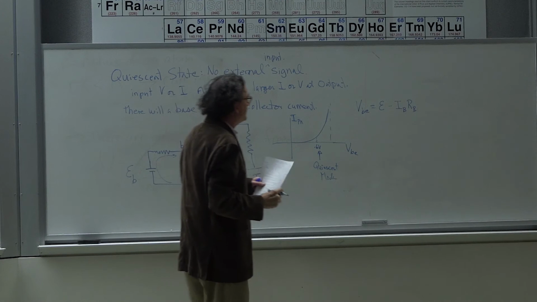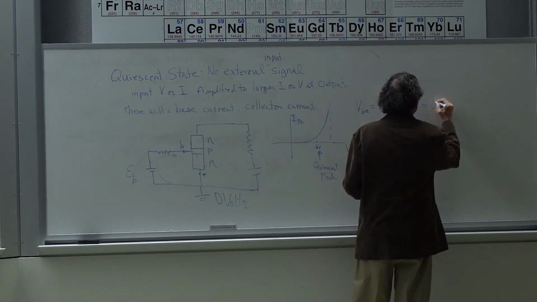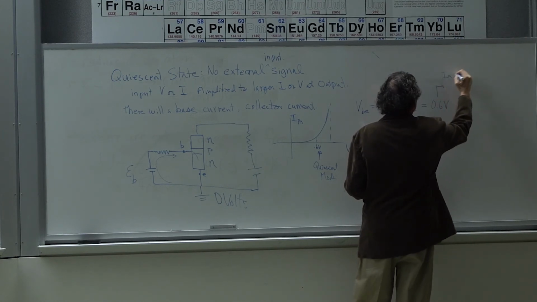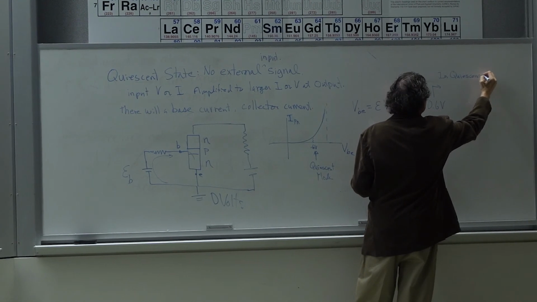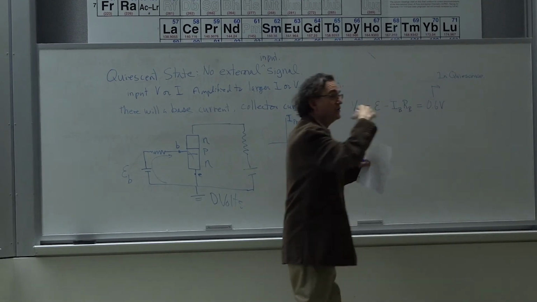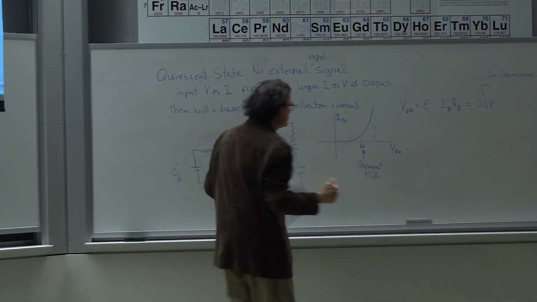All right, and in quiescence, this is 0.6 volts. This is in quiescence. That means no external signal, right? It's just sitting there waiting for a signal to be amplified. So we are sitting right here.